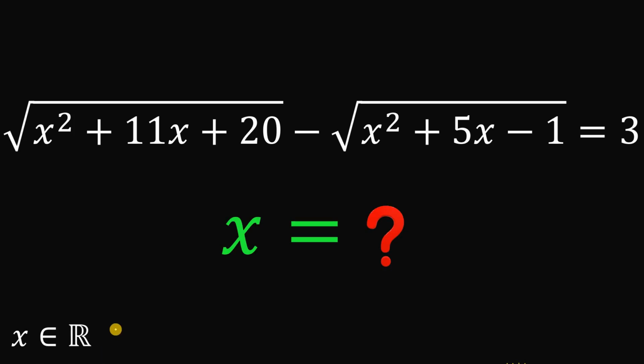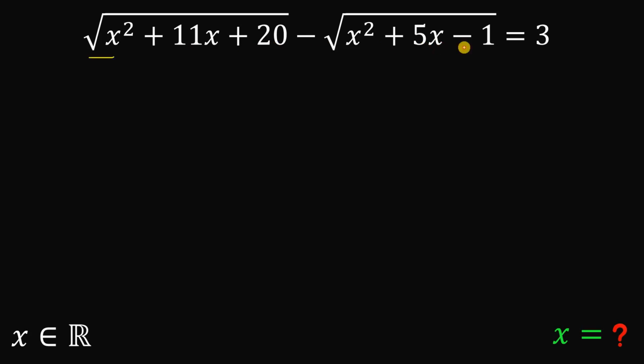Given that x is a real number, and this equation, the square root of x squared plus 11x plus 20 minus the square root of x squared plus 5x minus 1 equals 3, then of course our goal is to find the value of x that satisfies this equation. Now pause this video right now and see if you can answer this question, because I will show you the solution in 3, 2, 1.